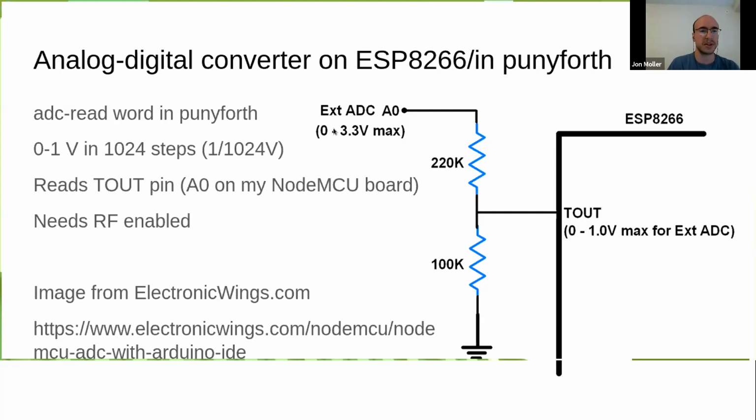Okay, I'll keep going. Anyway, and then the RF pin enabled. So it reads voltage from 0 to 1 in 1024 increments.